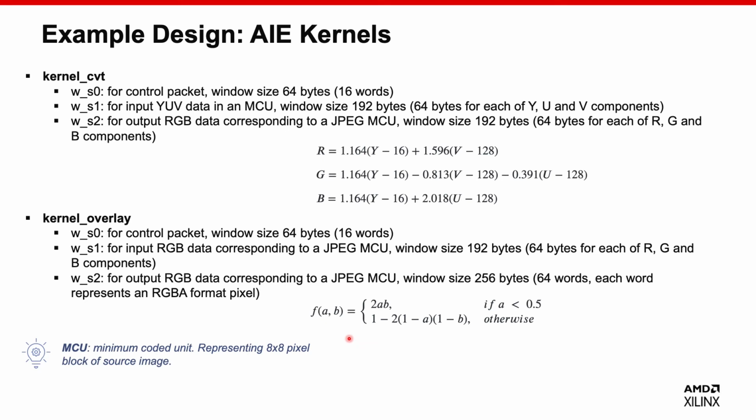Please note that the MCU described here is the minimal coded unit in the JPEG standard, which represents an 8 by 8 pixel array of the source images. In the decoded image, 192 bytes of YUV or 24-bit RGB data corresponds to a JPEG MCU, and 256 bytes of 32-bit RGB data corresponds to an MCU. The processing window size of the AI engine kernels is based on MCU size.